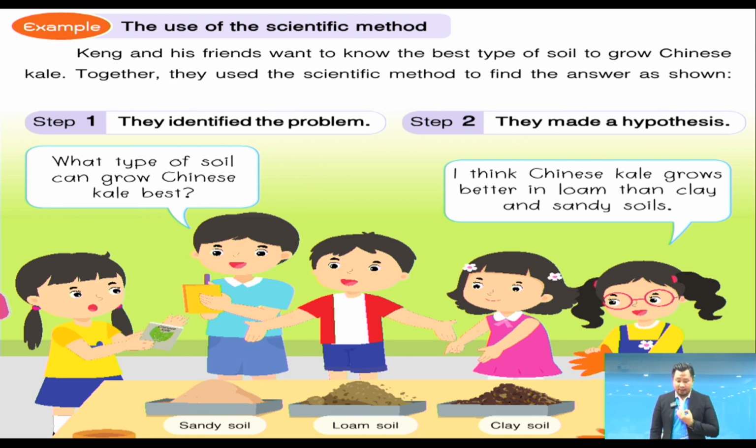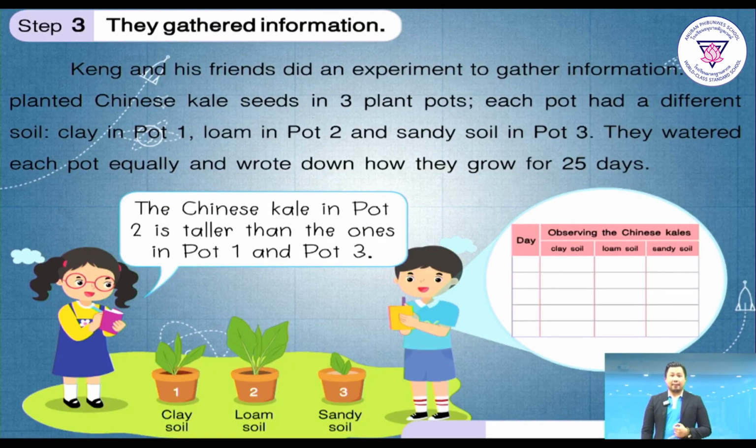Remember, we use 3 soils. We have sandy soil, loam soil, and clay soil. Those are the 3 possible soils we use. In step 2, they made hypotheses. Meaning to say, they have to guess the answer. They have to come up with an idea. So they think Chinese kale grows better in loam soil than clay and sandy soil. That is their hypothesis. They choose loam soil. Next, step 3.